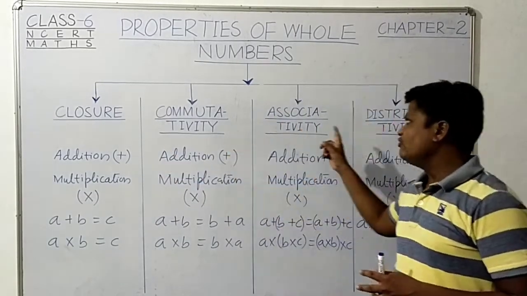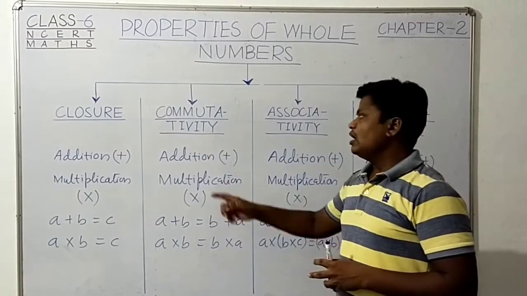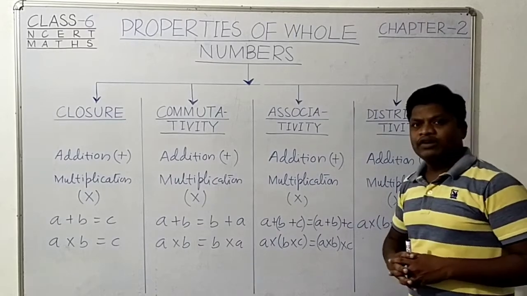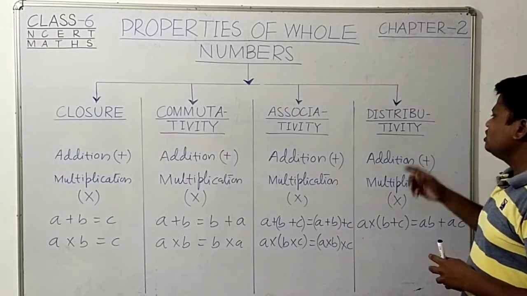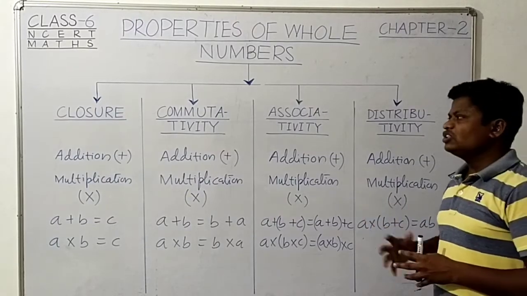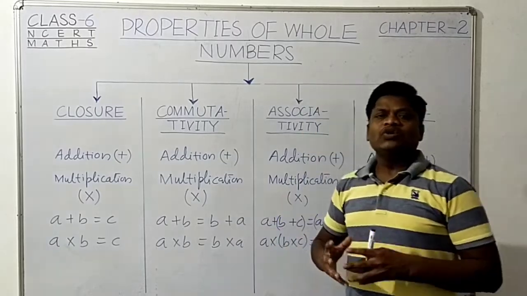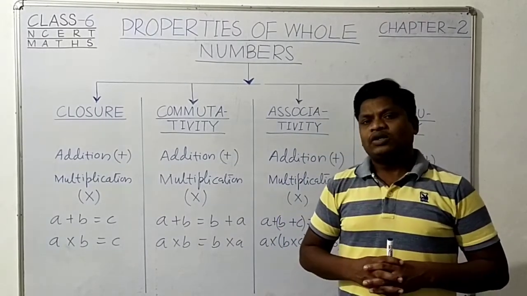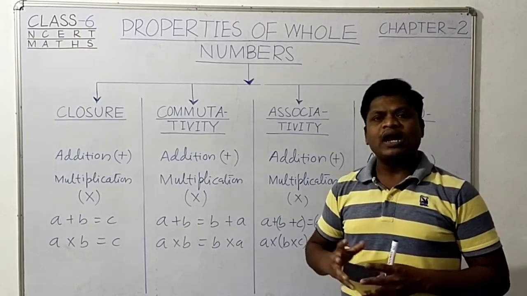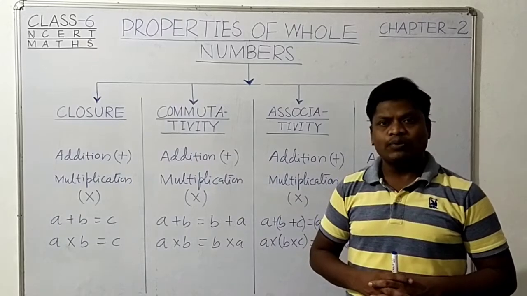Today we will discuss 4 properties of whole numbers, right? One is the closure property, another is the commutative property, the third is associativity of whole numbers, and the fourth is distributivity of multiplication over addition, right? First of all, in this video lecture we will see the closure property. For doing exercise 2.2, we need to understand these properties of whole numbers, and after understanding them we will easily solve exercise 2.2, right?